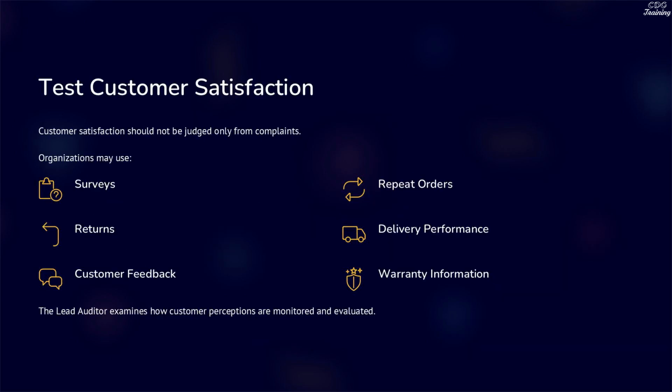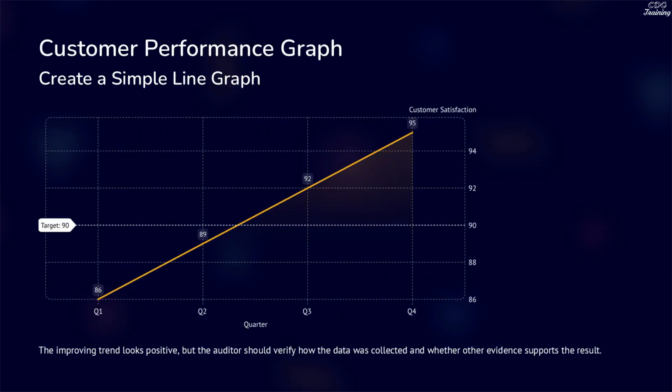Customer satisfaction should not be judged only from complaints. Organizations may use surveys, returns, feedback, and more to monitor and evaluate perceptions. The improving trend looks positive, but the auditor should verify how the data was collected and whether other evidence supports the result.